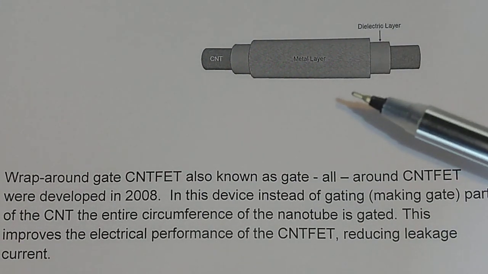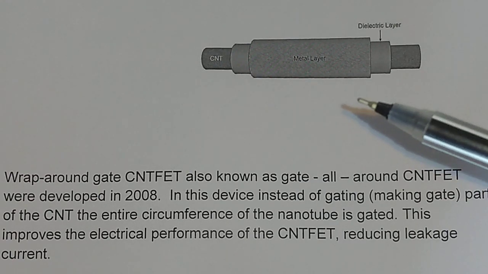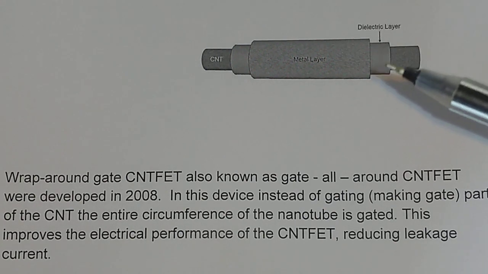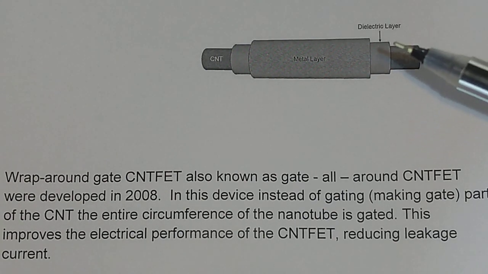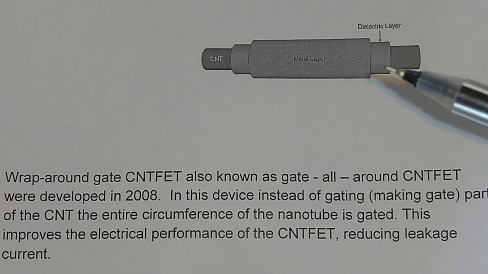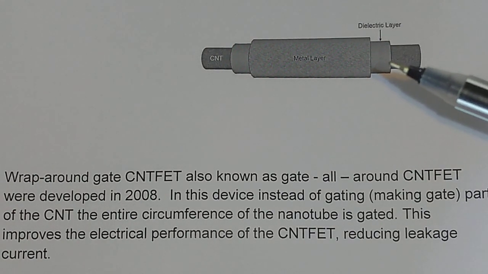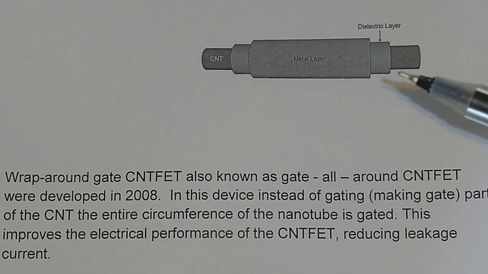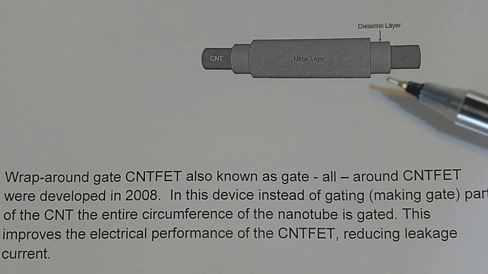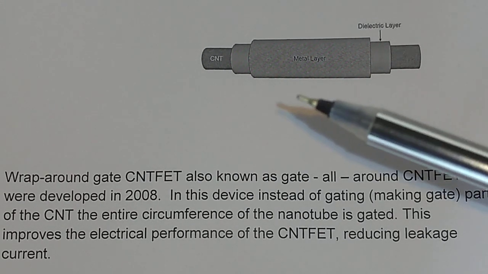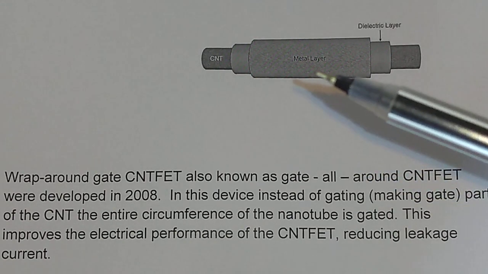As shown in this figure, in a wrap around gate CNT FET, the CNT is first wrapped with gate dielectric via atomic layer deposition, and the wrapping is partially etched, exposing the ends of the nanotube. The source, drain and gate contacts are then deposited on the CNT ends and the outer metallic layer.